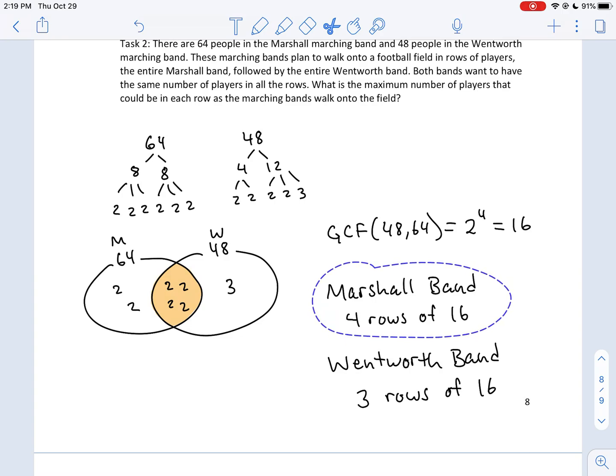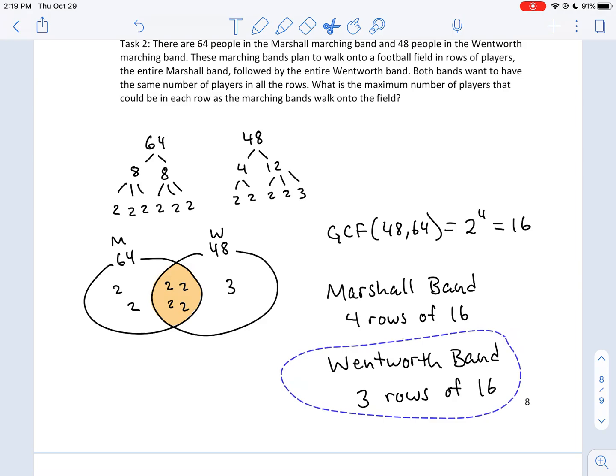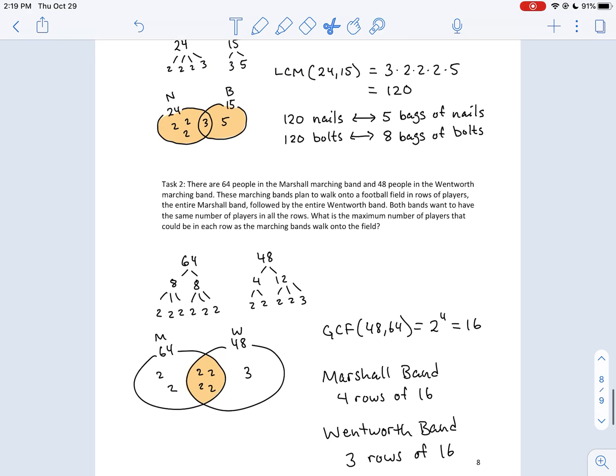And so the Marshall band will march onto the field in 4 rows of 16, hence there's 64 people. And the Wentworth band will march out into the field in 3 rows of 16 people per row.